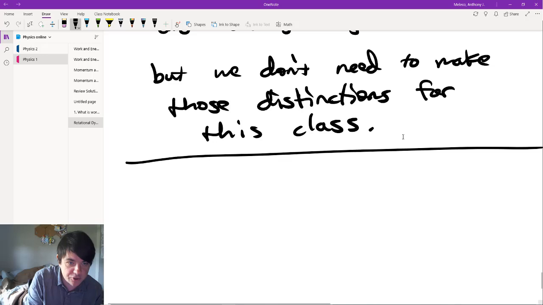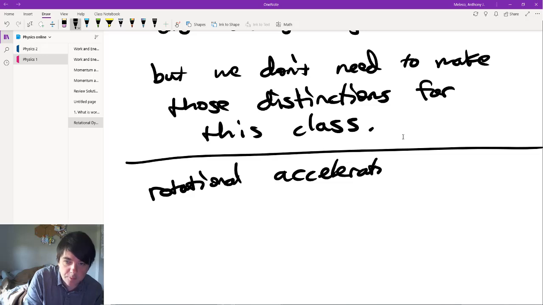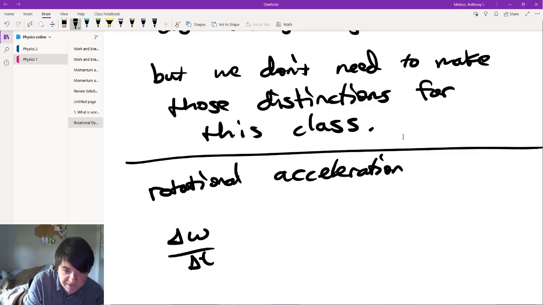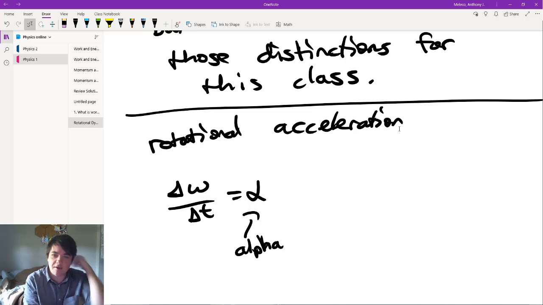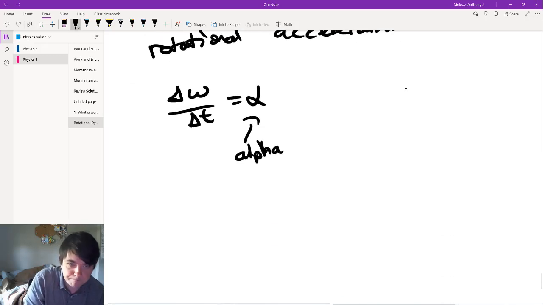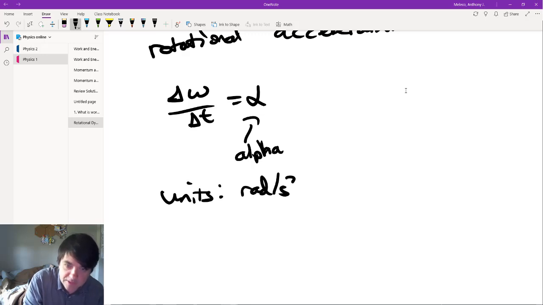Next up, we have acceleration. And you can probably guess what this will look like because it's basically the same thing. We have our delta omega now over delta t, and this will be alpha. That's what this is known as. You may have seen alpha used sometimes if you're out of theta and gamma for angles, but here it's used for rotational acceleration. The units are radians per second squared. Okay.